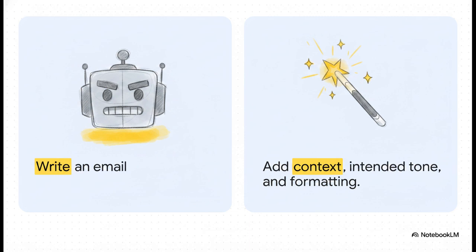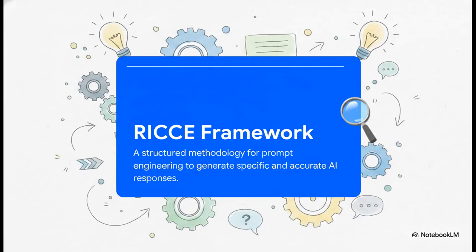But a pro? A pro adds specific context. They dictate an enthusiastic tone, they set formatting constraints like word counts or asking for bullet points, and the output drastically changes from a generic template into a highly tailored, ready-to-send masterpiece. So how do we actually get those pro-level outputs every single time?